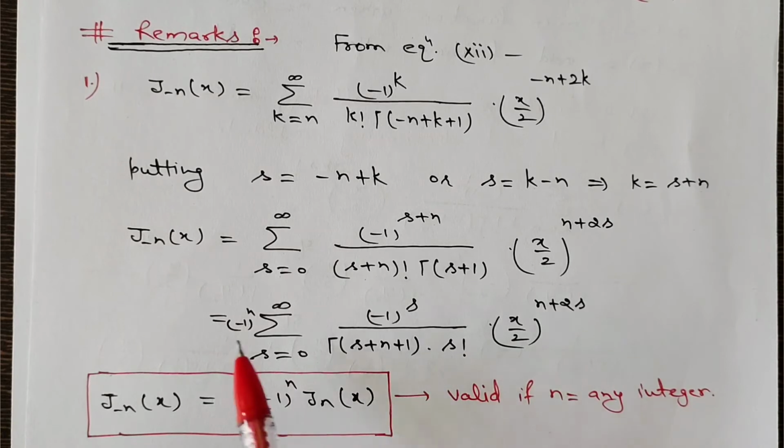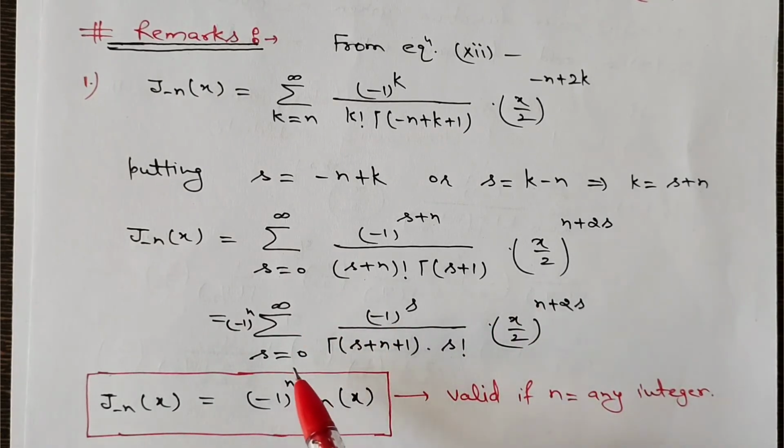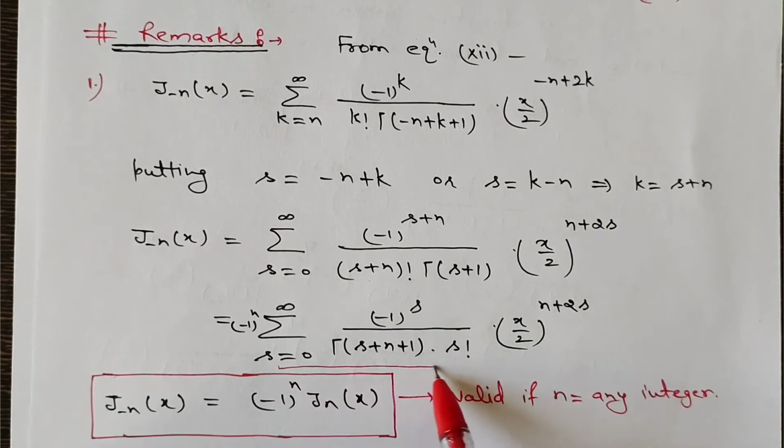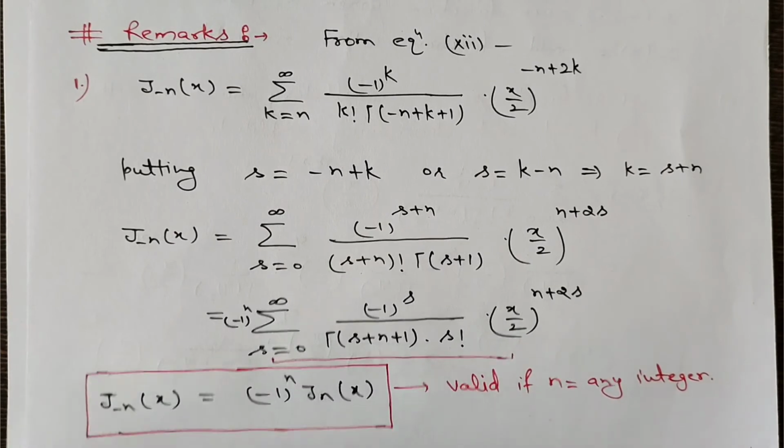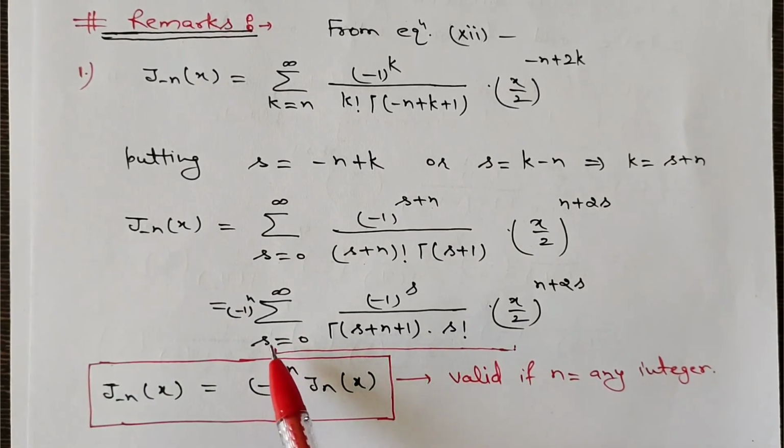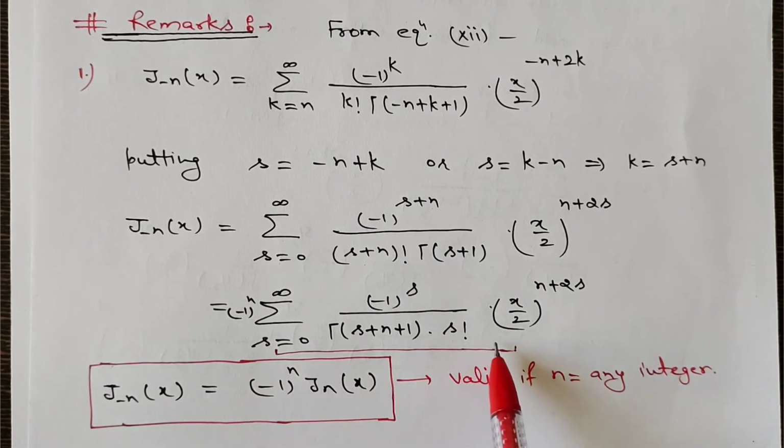So look at this term, except this (-1)^n, this is nothing but the entire expression for J_n(x). We had earlier obtained this. The only difference is that now the variable is not k but s, but the form is quite similar. So this expression inside this bracket can be replaced by J_n(x).